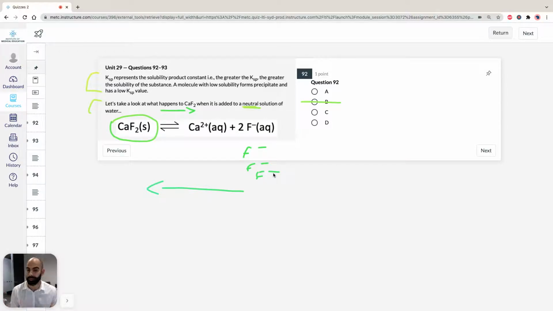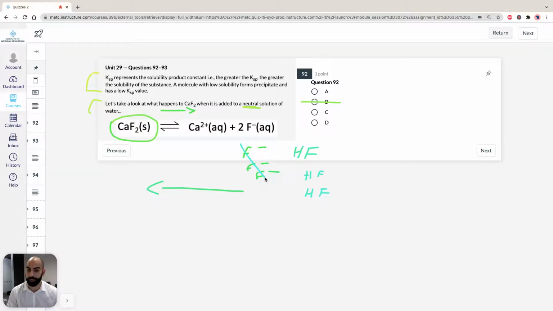However, if we add an acidic solution where we've got protons, the fluoride ion is going to combine with the proton to form, remember, the weak acid hydrogen fluoride. Because it's a weak acid, it's not going to ionize, so it's just going to stay there in solution. It's not going to do much. So if we just have lots and lots of hydrogen fluoride in solution, we're going to lose our fluoride.